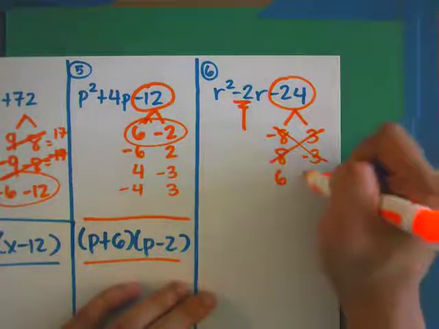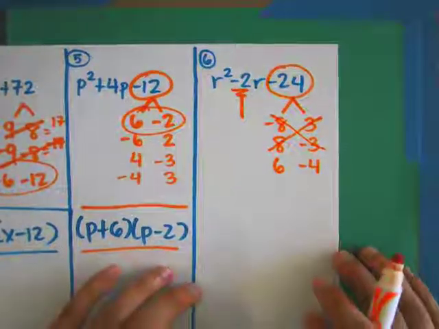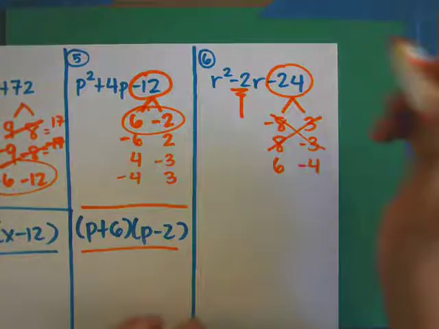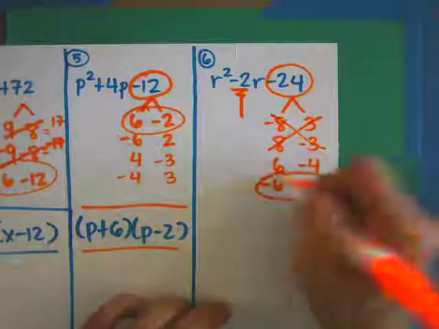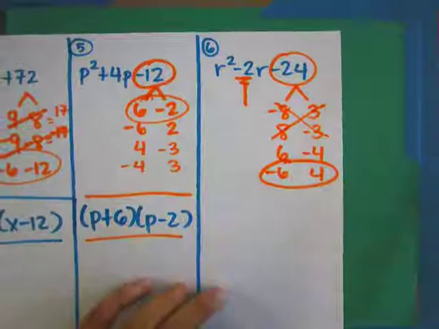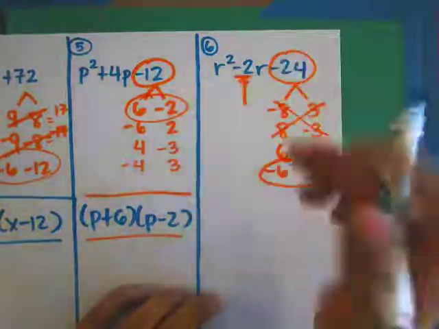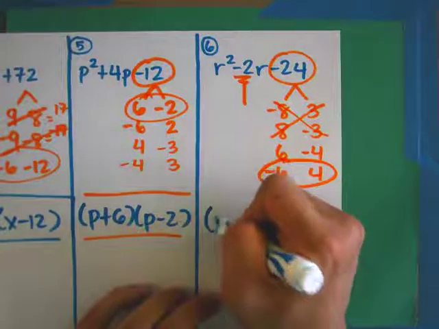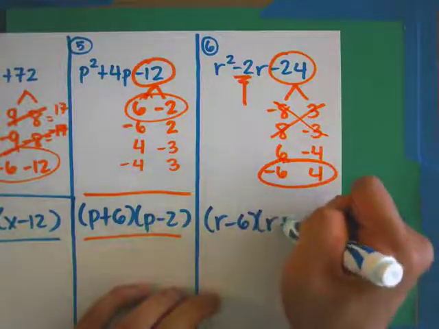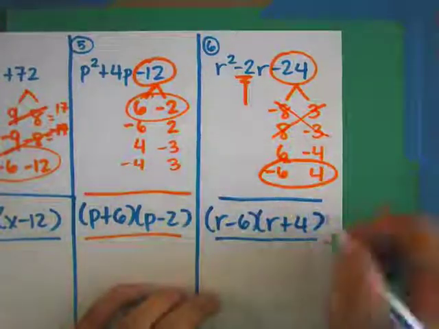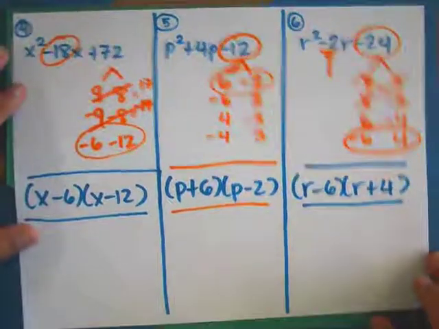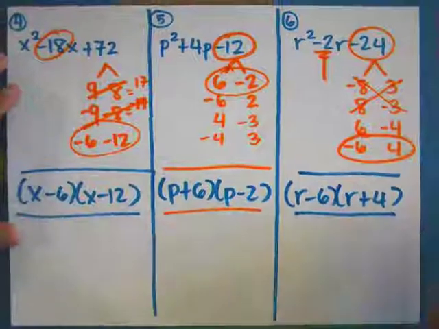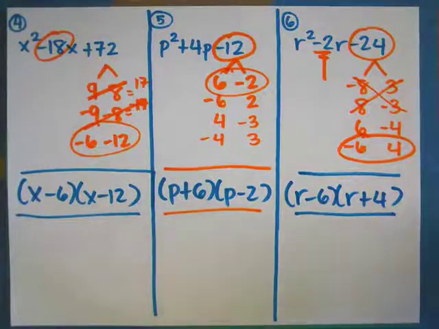We're going to have to find some other pairs. I think the pair that we might be looking for is 6 and the 4s. So 6 times negative 4. We can also have negative 6 times 4, and I believe this should be this answer over here, number 6. These two add up to negative 2. So r minus 6 and then r plus 4. Okay, that is 4, 5, and 6. I have 5 more to go in terms of explanations.